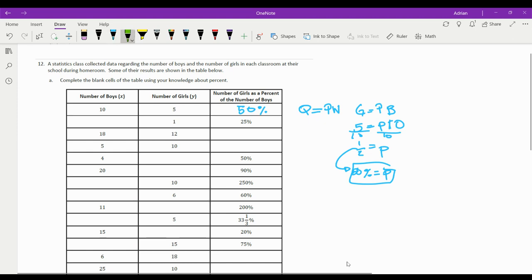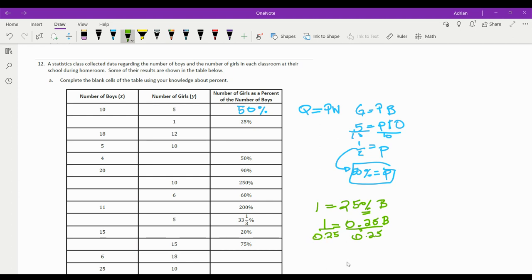Second one I'm going to write in green. So now we know that the number of girls is equal to 25% of the number of boys. And now we have to solve for B for boys. Now I'm going to remember that I have to change my 25% into 0 and 25 hundredths times B. This percent means I have to move my decimal here. So now I need to solve for B by dividing by 0 and 25 hundredths.